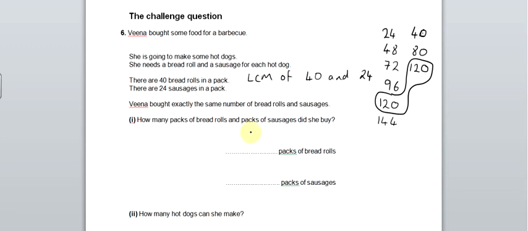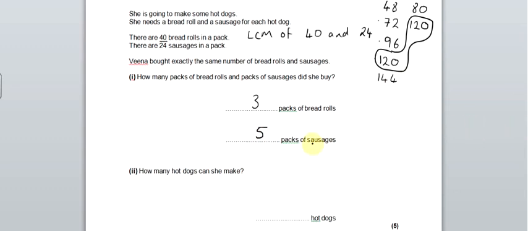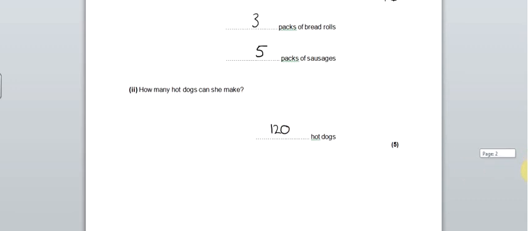So bread rolls, they were the 40s. So I've got 1, 2, 3. Packs of sausages, 1, 2, 3, 4, 5 packs of sausages. How many hot dogs can she make? Well, if she's got 120 bread rolls and 120 sausages, then she can make 120 hot dogs. And that's the end. So a nice easy one today. There's a hot dog for you.